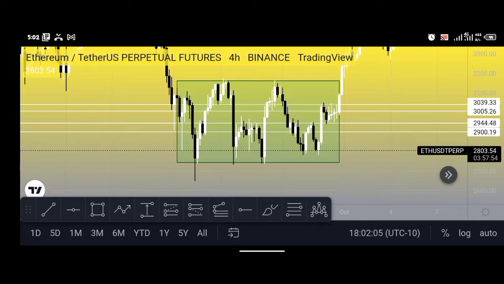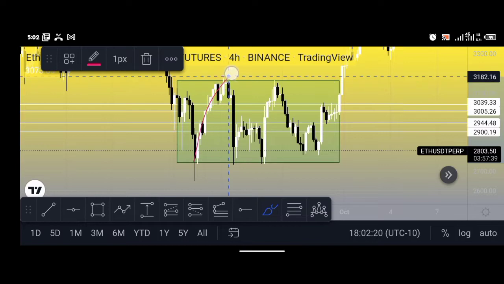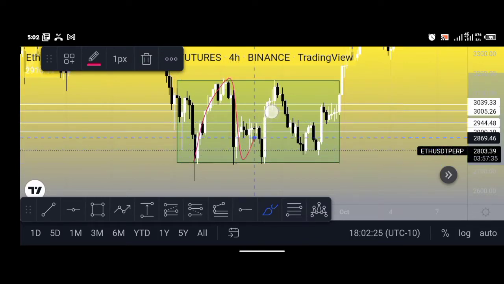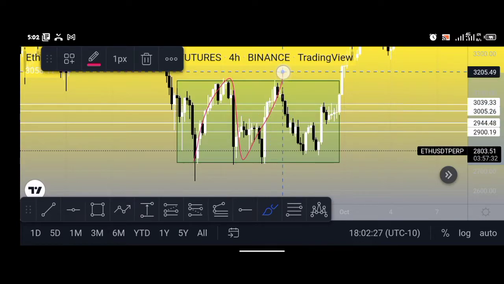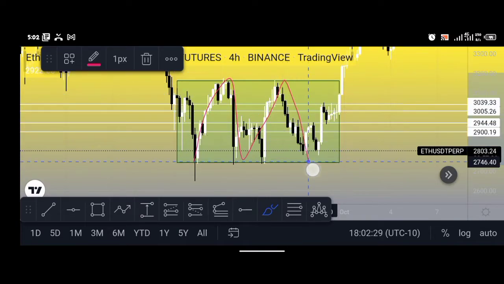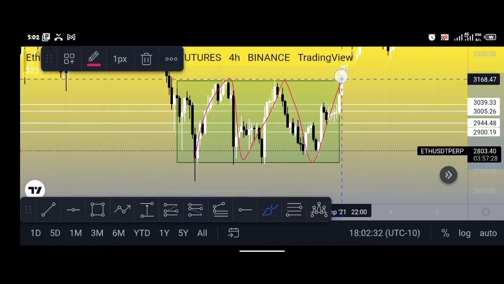First of all, to identify a ranging market, look at the candlesticks. When the candlesticks keep on making equal highs, the higher high is not above the previous high, and the lower low is not below the previous low. That's what we call a ranging market.